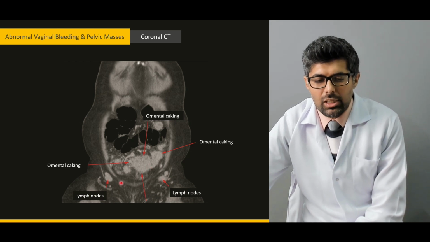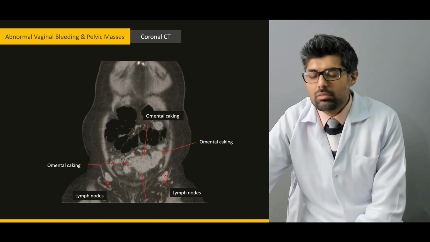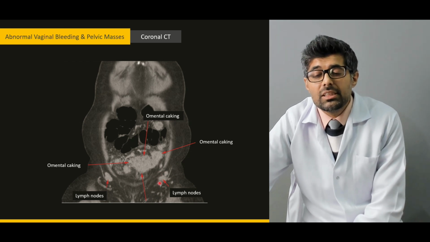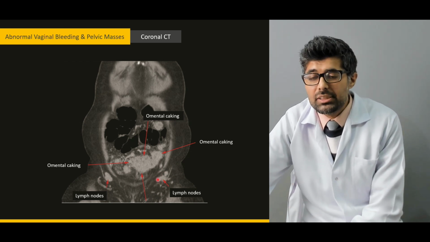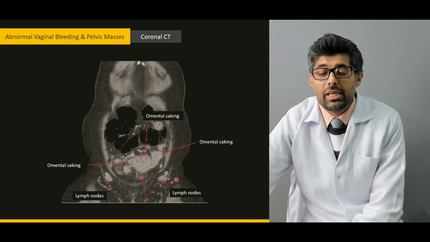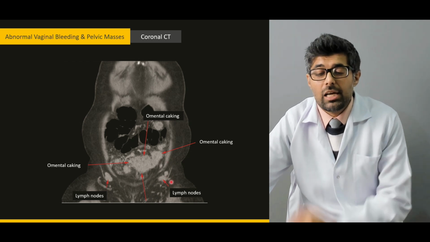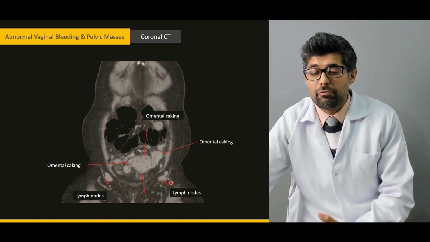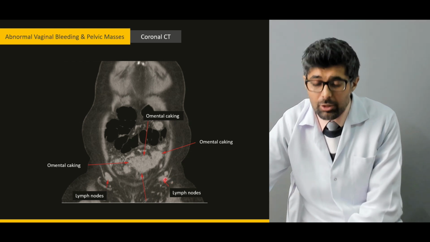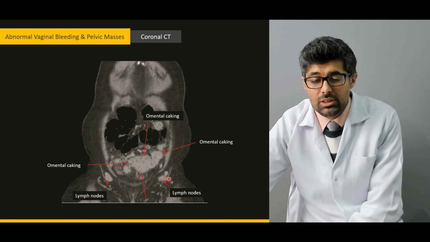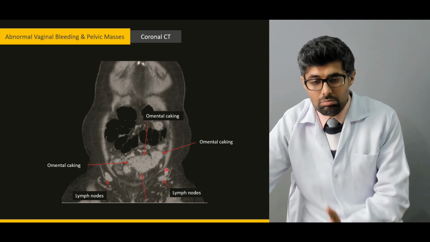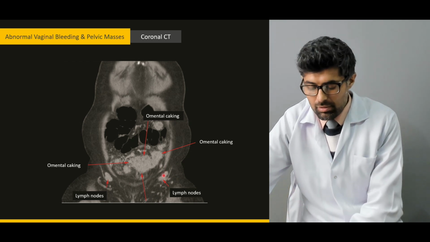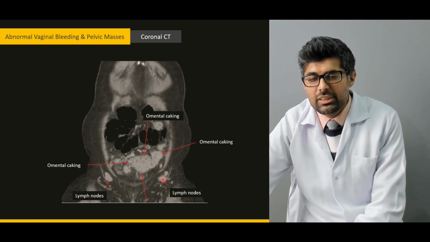So these are the lymph nodes. Like I said, this is a metastatic disease, and whenever there is a metastatic disease, apart from the omental caking, you will find inflamed, enlarged lymph nodes. These inguinal lymph nodes of the patient, again, might be indicative of a metastatic disease.